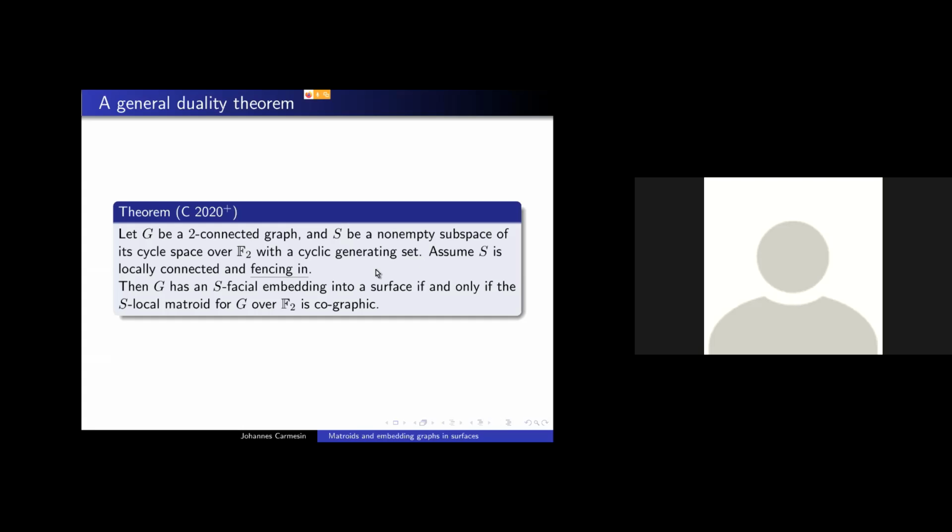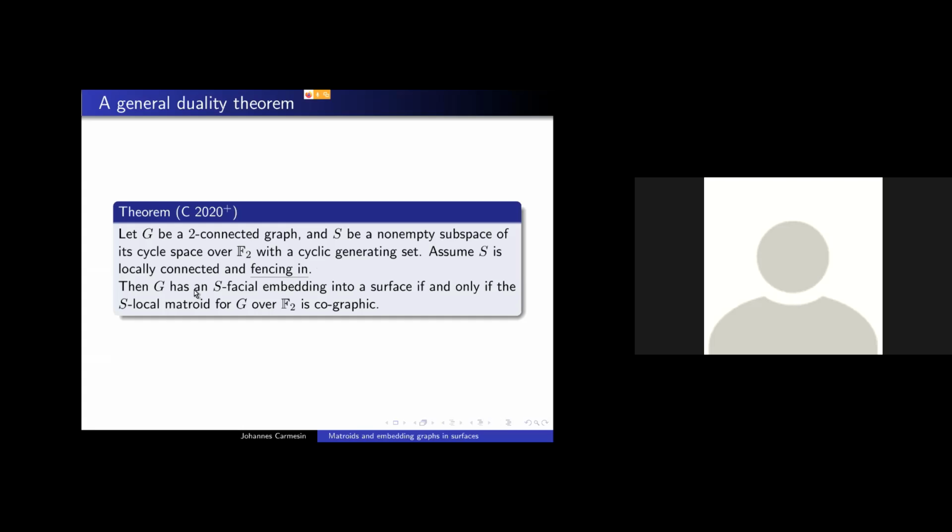And now assume that S is locally connected and fencing in. All right, so there are various assumptions in that theorem. Please ignore them for a while because I won't define them in the talk. The only non-trivial condition is this fencing in we have here. And actually, I will present it in such a way that later on in the proof, this will turn out to be the natural thing we want to have. So please bear with me. I won't define it yet, but I will define it later in the proof when it's clear why we need some condition like this.